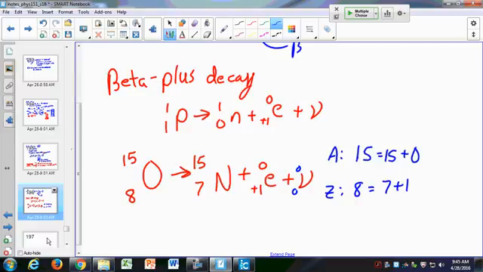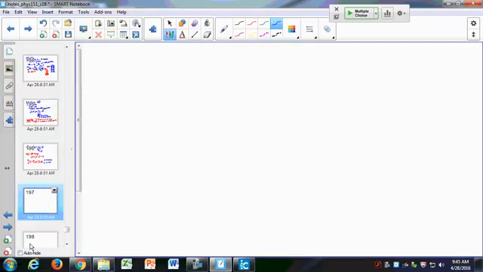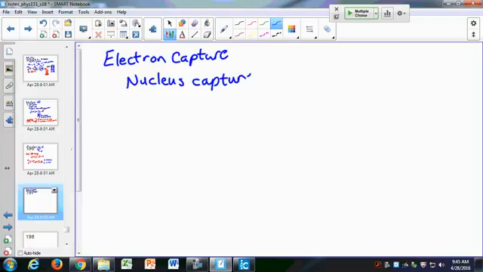And then we have electron capture. Gosh, we're almost done. So electron capture is sort of in the same category as beta decay, but it's a little bit different. I think it's kind of cool, actually. Electron capture. In the electron capture, the nucleus captures an electron from one of the inner orbitals.